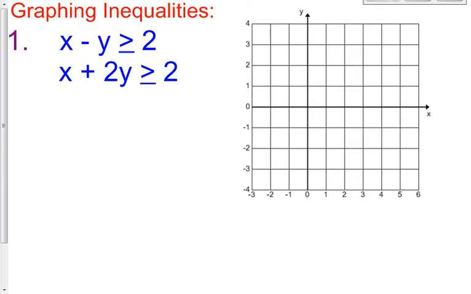We are now on 3.4. What we're doing in this lesson is we are graphing inequalities. We're going to take a break from our word problems for a little bit and get back to a little bit more traditional algebra. So here's what we're doing.